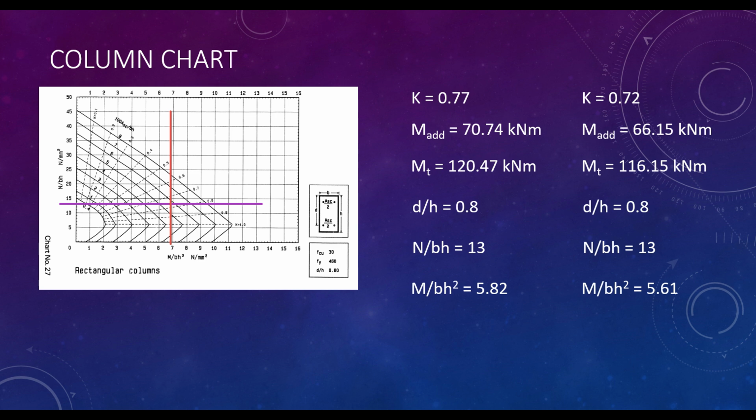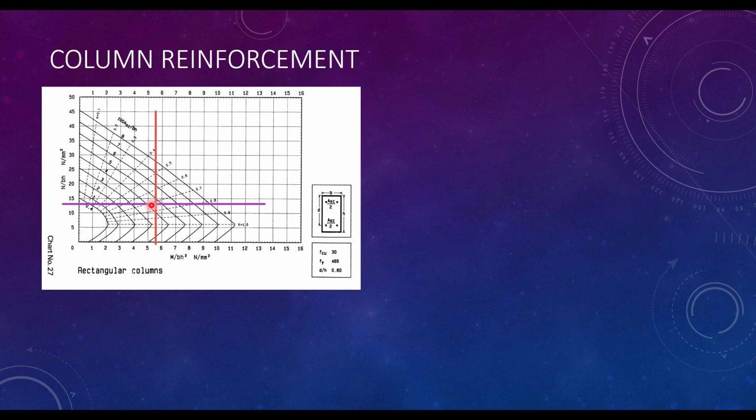You can try to read the graph of 5.61 against 13. If you read 5.61 against 13, you are going to have something close to 0.72. So because of that, we just use a K value of 0.72. Once you determine the K value of 0.72, you can now calculate the area of reinforcement.